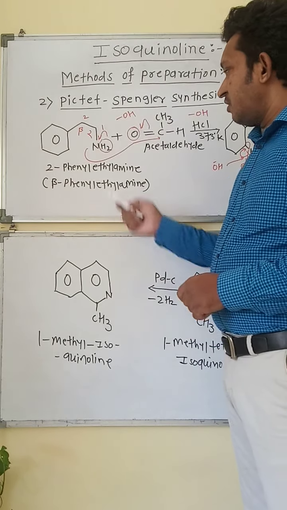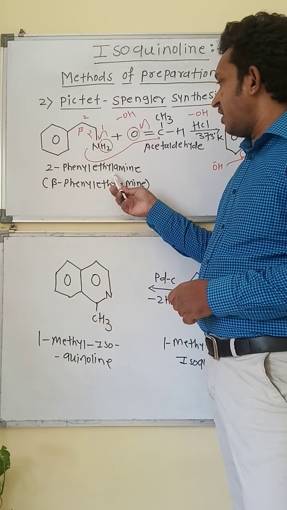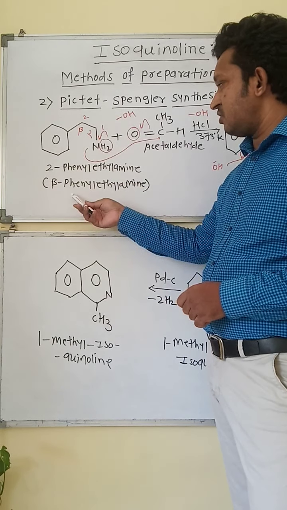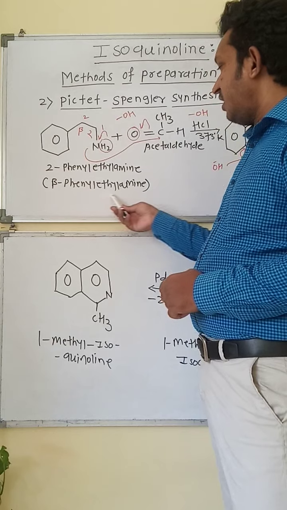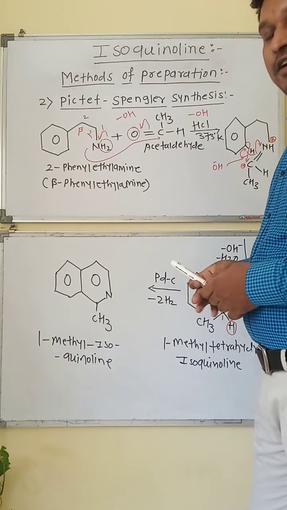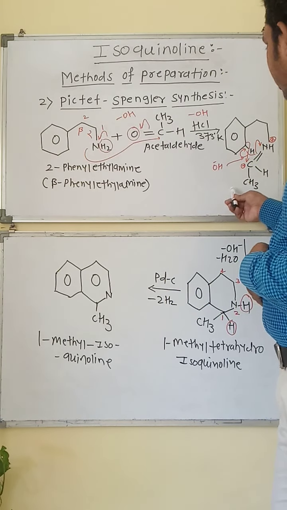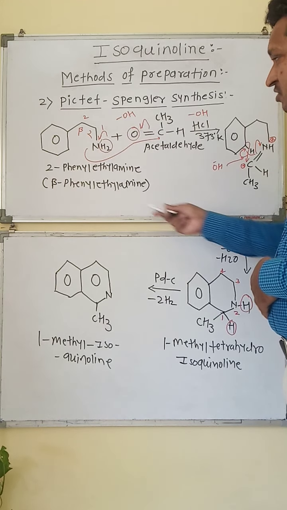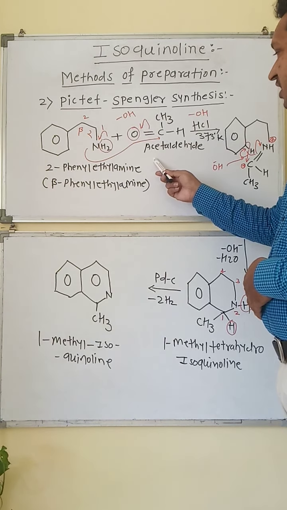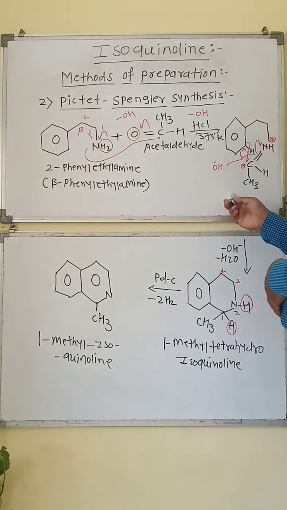In this reaction, first of all, 2-phenylethylamine, which is also called by its common name, beta phenylethylamine, reacted with acetaldehyde, and we get the condensed structure. It means 2-phenylethylamine condensed with acetaldehyde first, and we get the condensed structure.